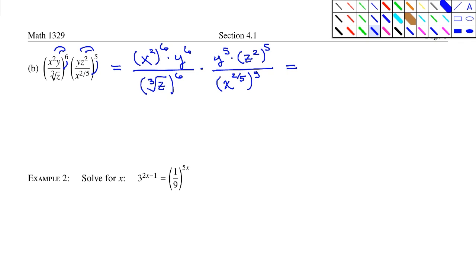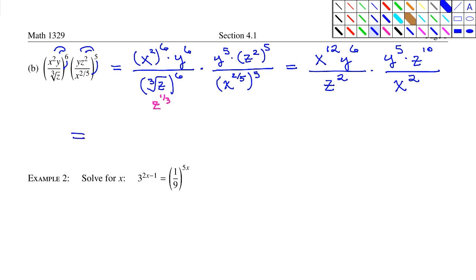Let's simplify. So x squared to the 6th, you multiply the exponents, you get x to the 12th. y to the 6th stays the same. Now here, the cube root of z is actually z to the 1/3. So we're going to multiply 6 times 1/3, and that's going to give me z squared. Times y to the 5th. z squared to the 5th is z to the 10th. And then x to the 2/5 to the 5th power is x squared.